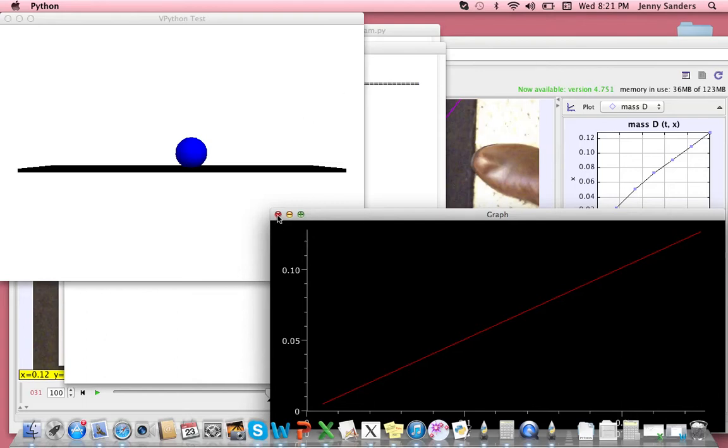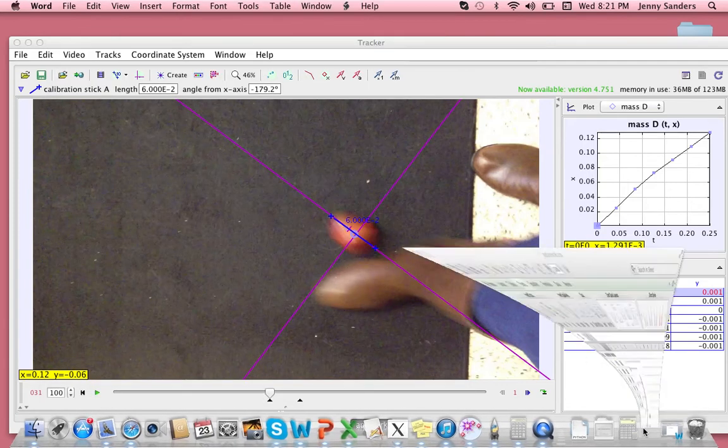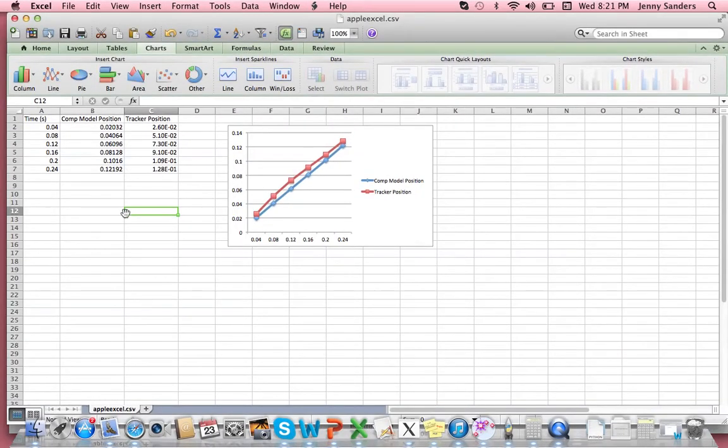I then took this data right here, and I compared it to the tracker information. So as my x-axis is the time, y is the position, the red is the tracker position I got, and the blue is the computational model position I got. I compared the two, and they look pretty similar. If I had increased more time and position points, I probably would have gotten an even closer comparison.